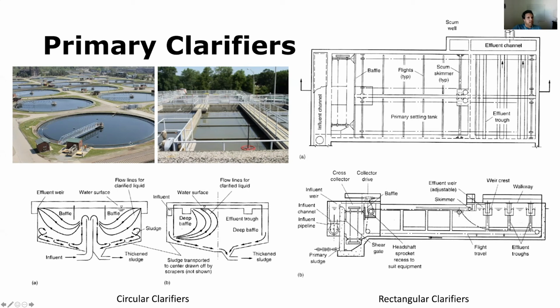So if we want to calculate the length of the weir for this clarifier, it's equal to the, sorry, not the diameter, the circumference of the primary clarifier.